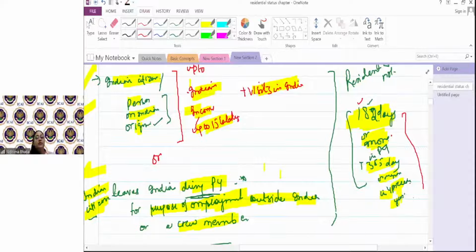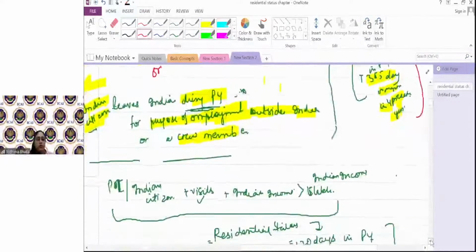Basically, the 60 days criterion is replaced by 182 days. Now if he is in India for 180 days, he would be a non-resident. If that person is in India for 60 days or 65 days, he would be a non-resident. Okay. Secondly, an Indian citizen leaving India during the previous year for the purpose of employment outside India, or as a crew member. Purpose of employment outside India or as a crew member. Then also the 182 days criterion has to be seen.